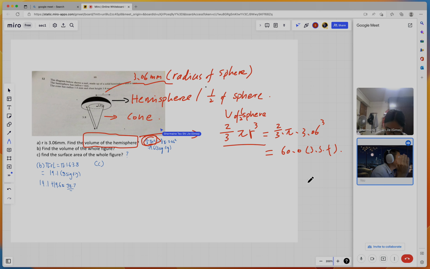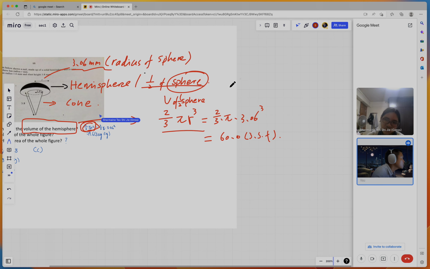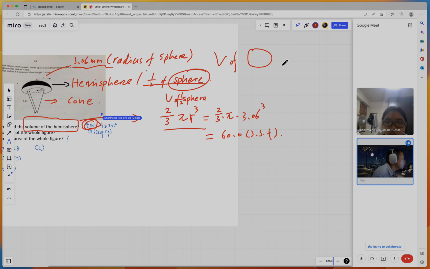Actually, you don't have to go and find the formula for volume of hemisphere, because you can just find the volume of sphere, then divide by 2, because it's half a sphere, right? Does it make sense? You go and find the volume of a ball and then you divide by 2. That will give you the hemisphere. Does it make sense? Yeah.